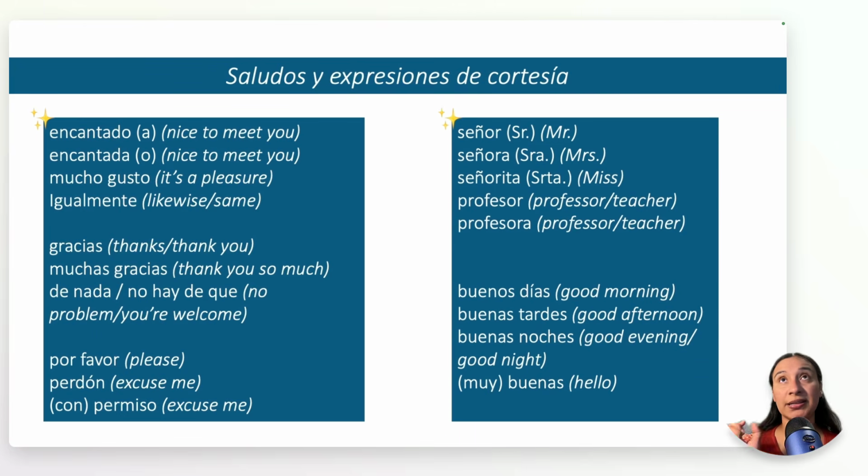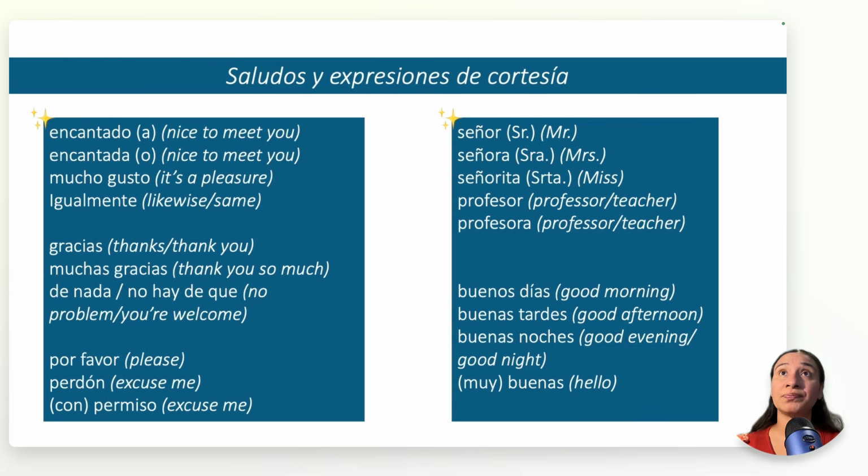Then we have a second box, and this is ways to address people in a polite way. So we have señor, that's for male speakers, and that means Mr. And then we have señora for Mrs. And señorita for Miss, when the person that you're looking at is younger than you or is the same age, you can say señorita. And then in parentheses, I have the abbreviation for each one. So señor, SR, and a period, punto. Señora is SRA, and then period, and then señorita, SRTA, punto.